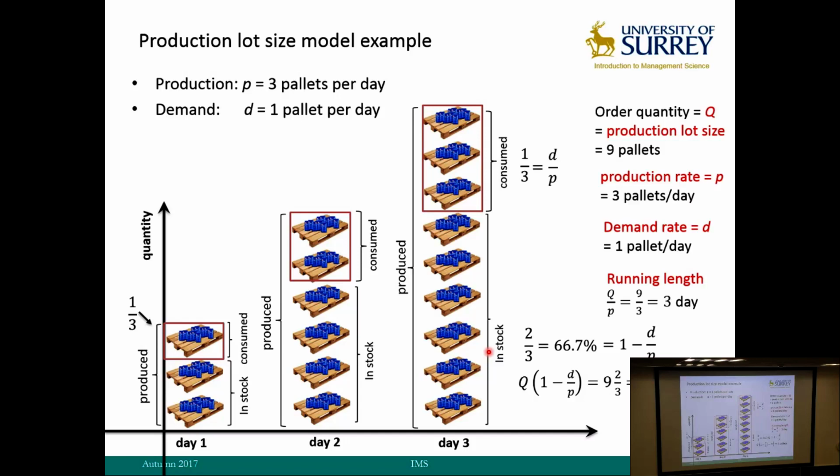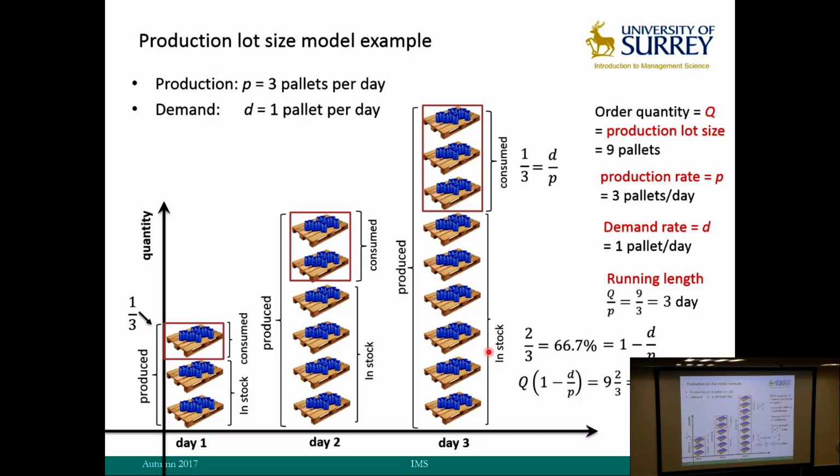Okay, going to the 3rd day, after 3 days, we have sold 3 pallets, since every day we sell 1 pallet. But in total, we produce 3 pallets per day times 3 days, which is 9 pallets in total.